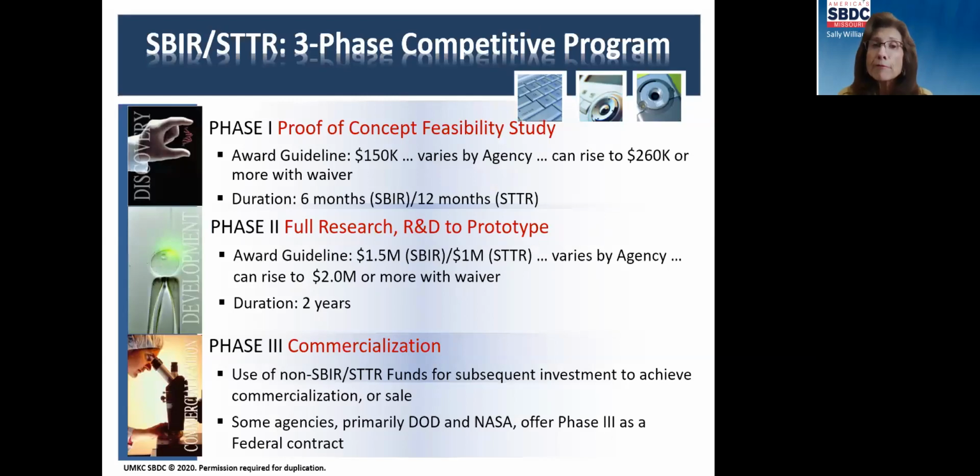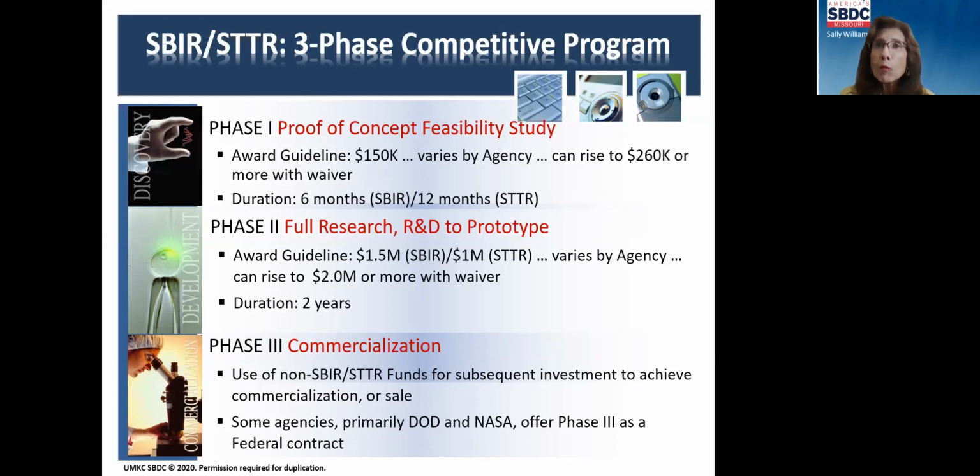So it's a 3-phase program, okay? Phase 1 is proof of concept and feasibility, okay? Generally, and again, this is different. You'll find the big thing here is everything is different by agency and even within the agency.